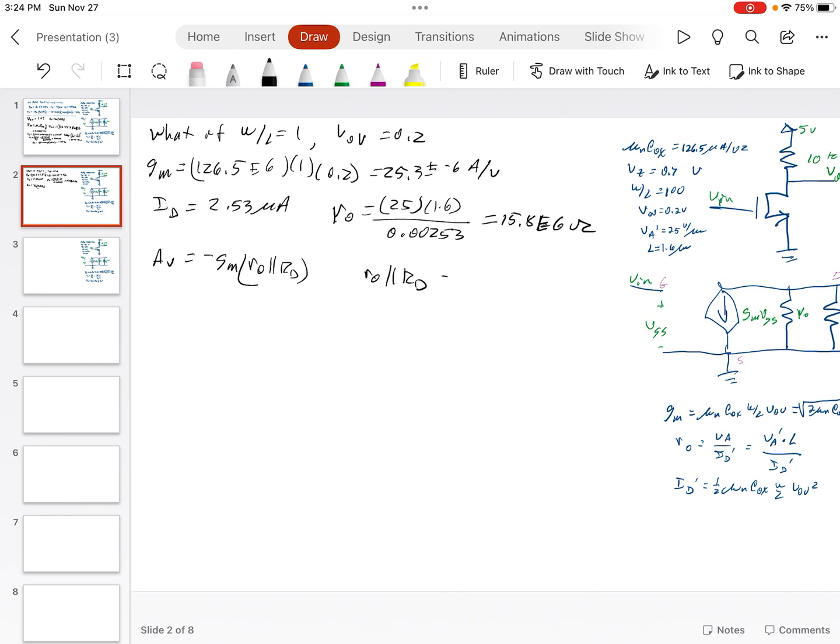So R naught parallel with RD is equal to 1 over 15,800 plus 1 over 10K. That's 99.94, right? Very close to this value of 10K, because that high R naught will just disappear.